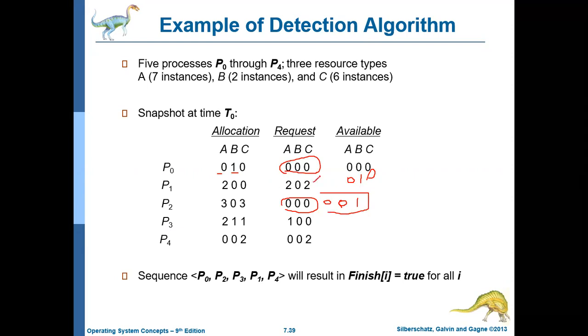But with this one resource of B, no process can complete. P1 cannot complete, because P1 needs 2 instances of A and 2 instances of C. P2 cannot complete because P2 needs 1 instance of C, but the OS has 1 instance of B. P3 cannot complete, P4 cannot complete. So none of their requests will be satisfied. P1's request for 202, P2's request for 001, P3's request for 100, and P4's request for 002 will not be satisfied. Only P0 will complete.